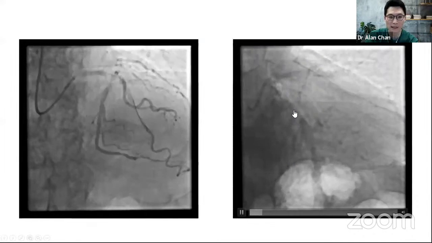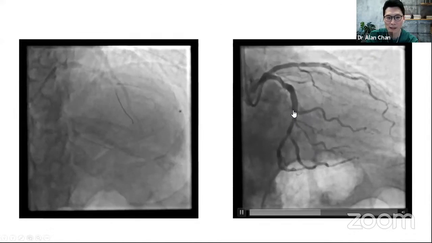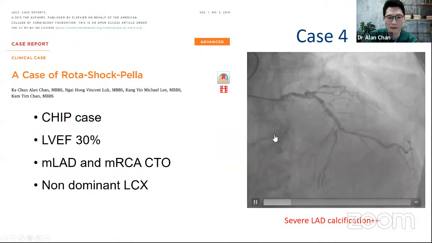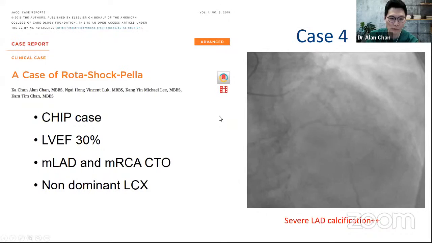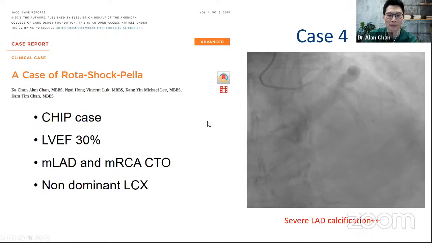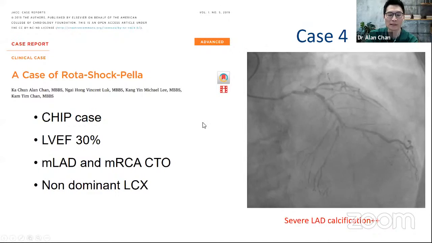And this is the stenting angiogram as well as OCT result. So finally, I want to share one to two cases, if time allows. In super tight calcium, I mean super calcified lesions, sometimes you may need a combination approach.